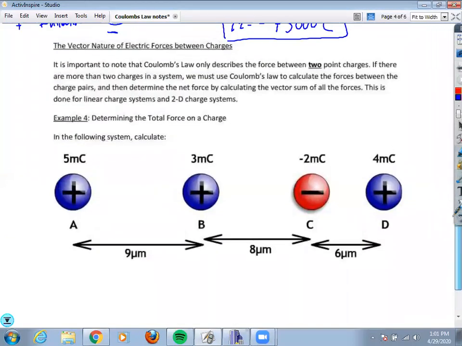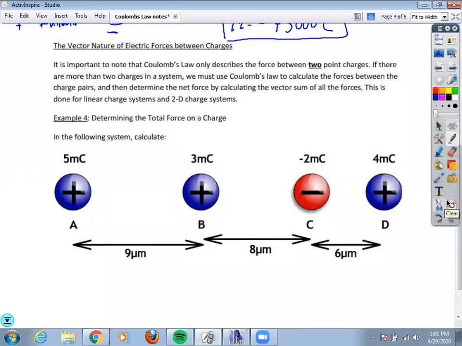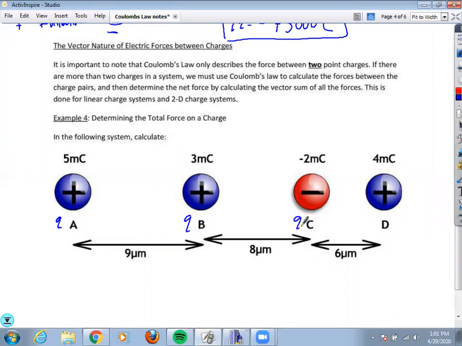Let's talk about the vector nature of Coulomb's law. So the vector nature of Coulomb's law talks about when we have multiple charge systems, not just two. Coulomb's law gives us the force between two charges. So what if we have more than two? In this case, we've got 4: QA, QB, QC, and QD. So what we can do here is pick a charge and find out the total force that's acting on it.